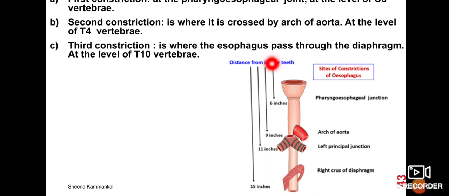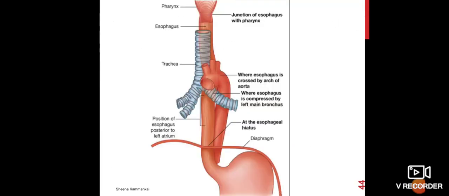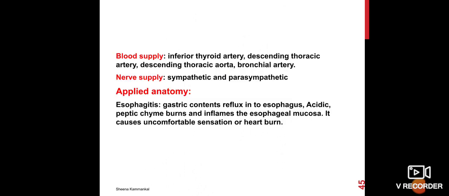esophagus. So the first one lies 6 inches from the incisor teeth. The second constriction lies 9 inches from the incisor teeth. The third one, 11 inches from the incisor teeth. And the fourth one, 15 inches from the incisor teeth. Here you can see the pharynx and the esophagus. Constriction lies at the very beginning, then the arch of aorta, then the crossing of the left bronchus, then the junction between diaphragm and the esophagus.